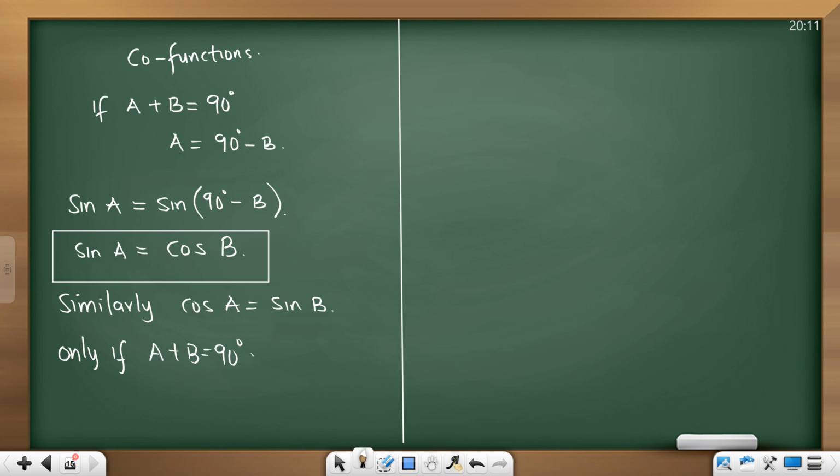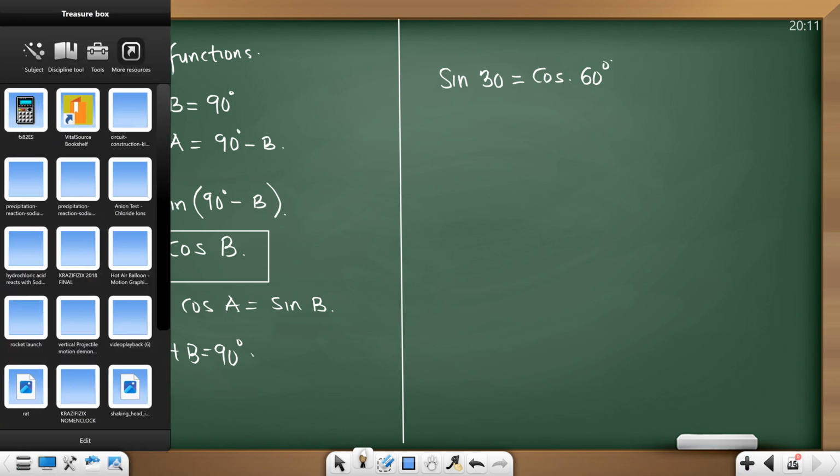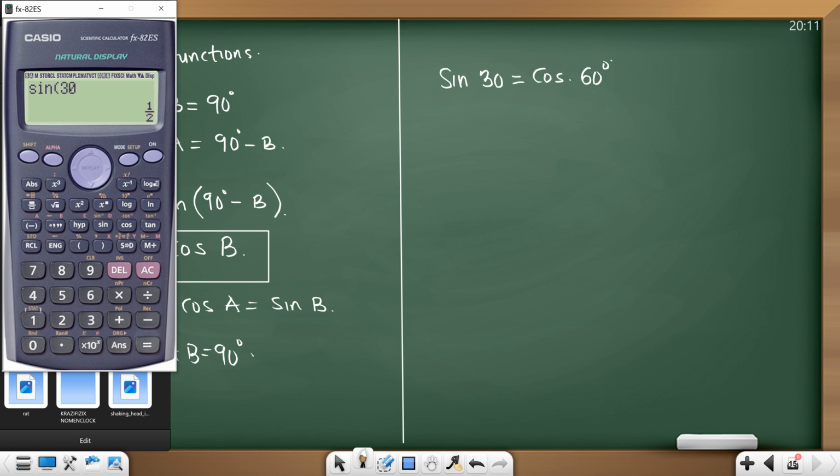Okay, where does this play a role? If two numbers are going to give me 90, for example, I know now that sine 30, if I change, what should I add to 30 to get 90? What should I add to 30 to get 90? Thank you. And we can confirm on our calculator. Sine 30 is half, let's prove that we are right. Sine 30, 1 over 2. Okay, what about cos 60? 1 over 2. Done. Do you notice that? Both of them are equal to half.